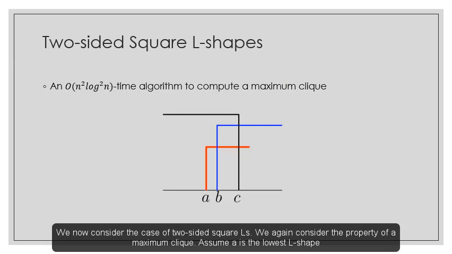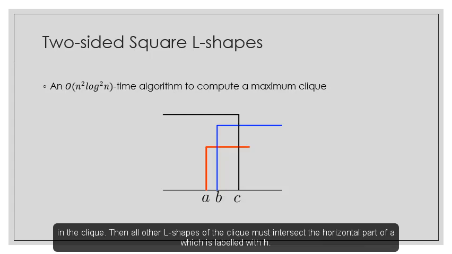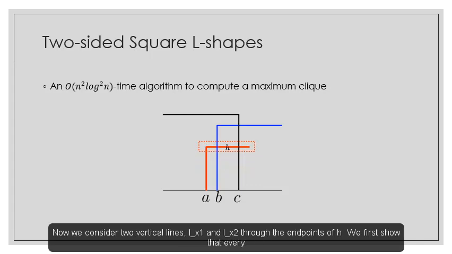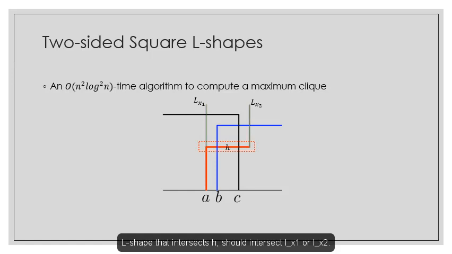We now consider the case of two-sided squares. We again consider the property of a maximum clique. Assume that A is the lowest L-shape in the clique, then all other L-shapes of the clique must intersect the horizontal part of A, which is labeled with H. Now we consider two vertical lines, Lx1 and Lx2, through the endpoints of H. We first show that every L-shape that intersects H should intersect Lx1 or Lx2.